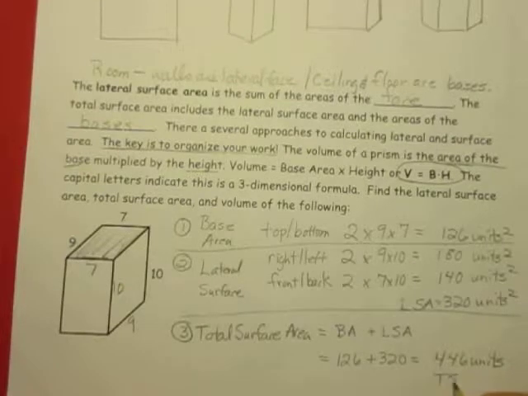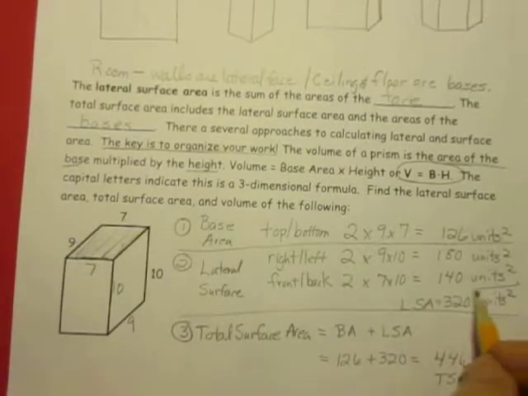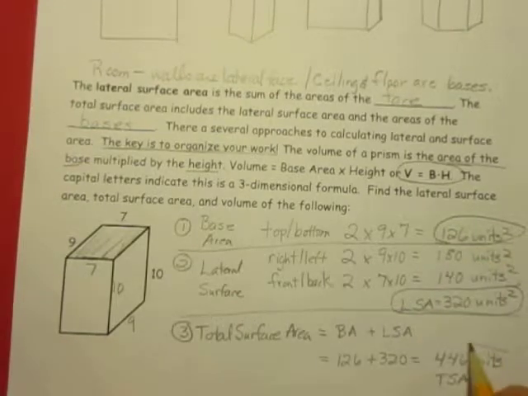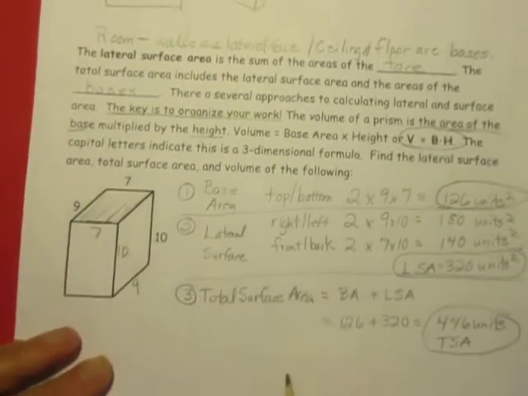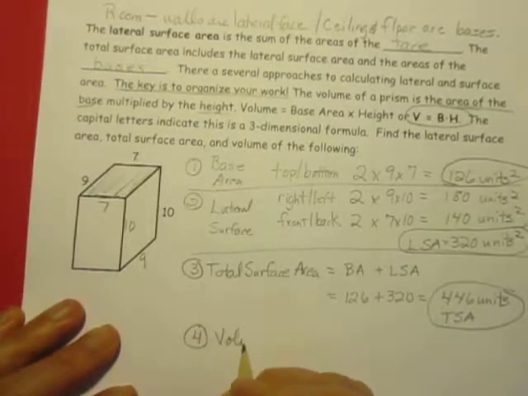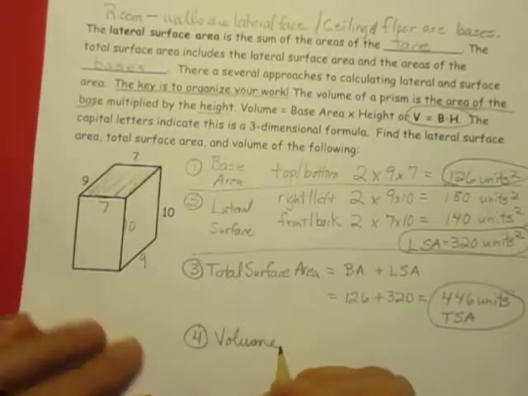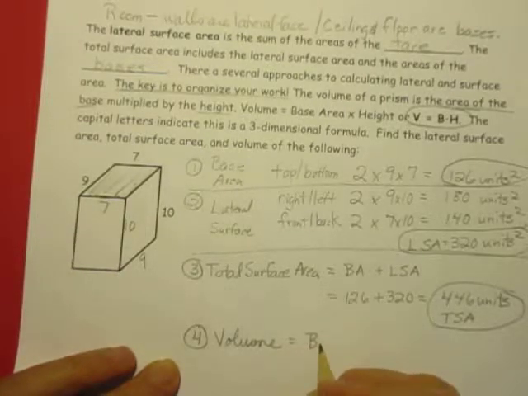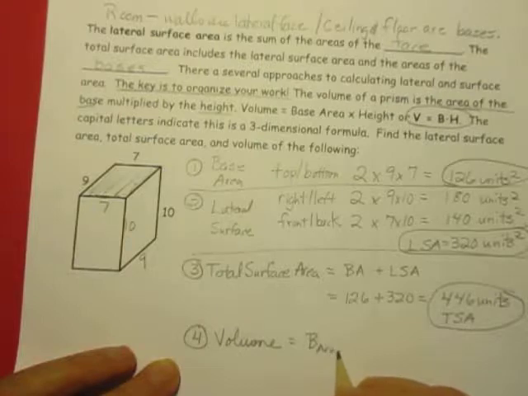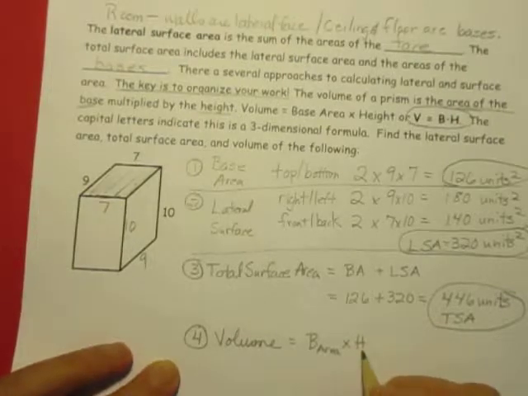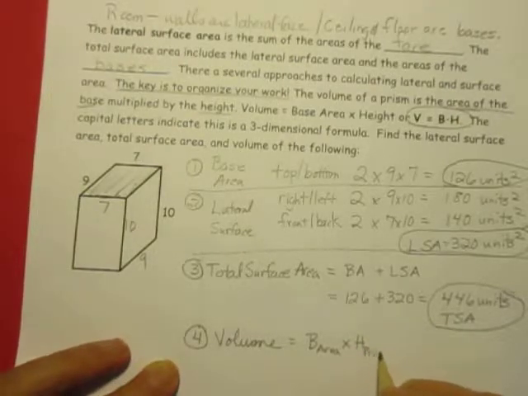and for my TSA. So it might be helpful to start identifying each of these. Okay, and then the fourth thing that I need to do is my volume. Okay, volume, it's really very, very easy with the prism. But the formula says base area, and I'm just going to write a little area down here to remind you that it's the base area of the base times the height of the three-dimensional figure, the height of the prism.